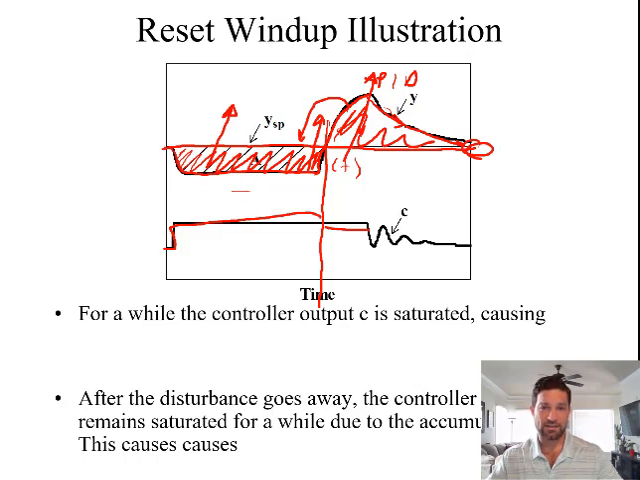All right, so we want to get rid of this. We want to prevent that, because once the disturbance goes away, we would like to see the system respond according to the criteria that we tuned the controller to operate with. So for a while the control output is saturated, and this causes this term, error A, to accumulate.